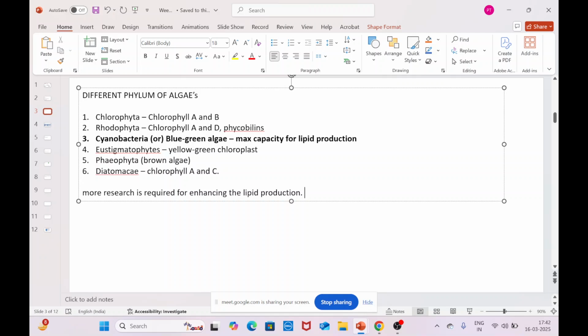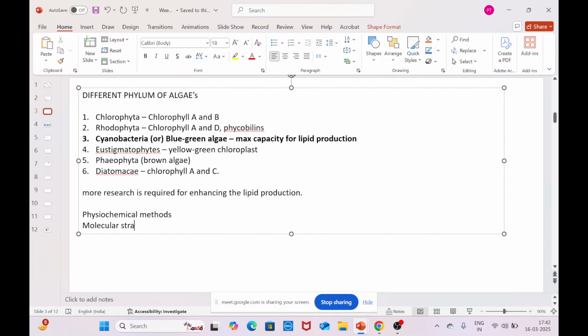Now after that, we have to discuss the various types of, so yeah, before that, as I said, more research is required for enhancing the lipid production. So there are also ways which have been discussed for enhancing this lipid accumulation within the bioalgae. One is the physiochemical methods, and another one is the molecular strategies.